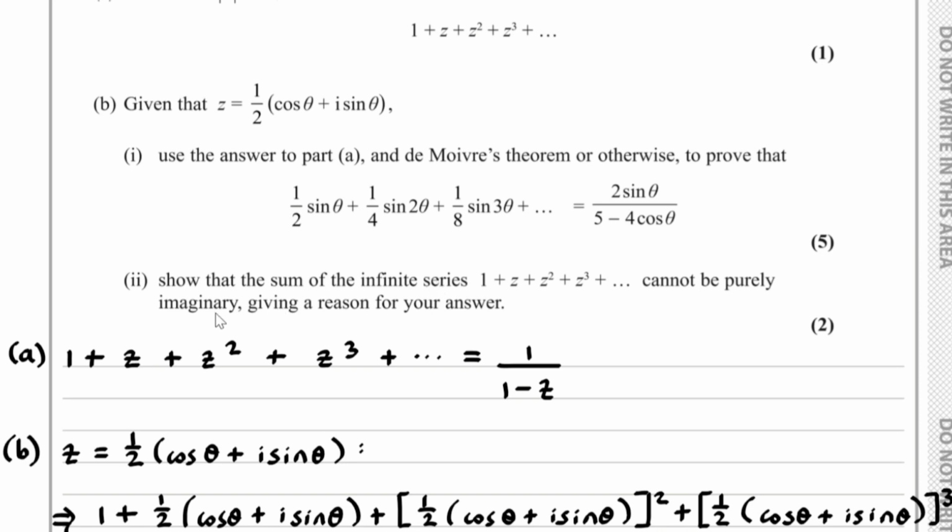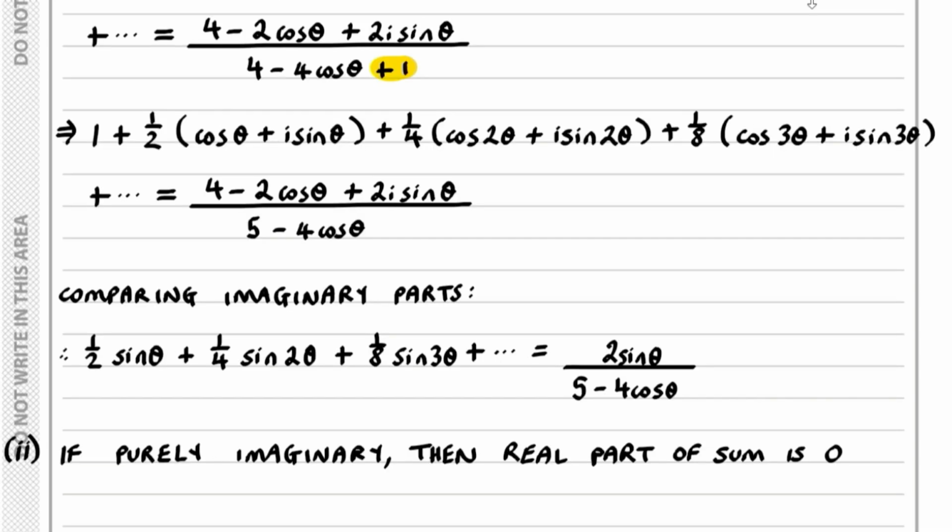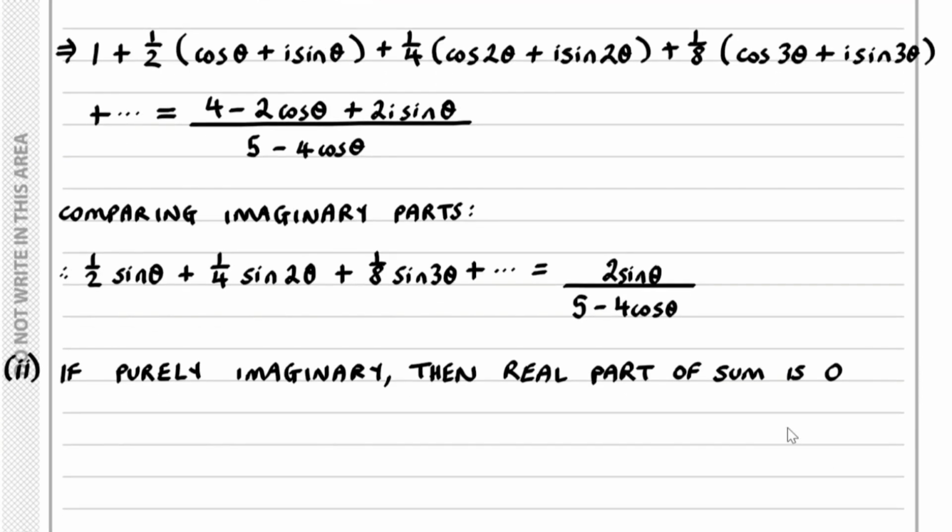And now for the next part we have to show that the sum of the infinite series 1 plus z squared plus z cubed etc. cannot be purely imaginary, giving a reason for your answer. If we have something which is purely imaginary, then the real part of the sum is 0. So the real part is (4 minus 2 cos theta) over (5 minus 4 cos theta), and we're saying this is equal to 0. That's why we set it equal to 0, as we see here.